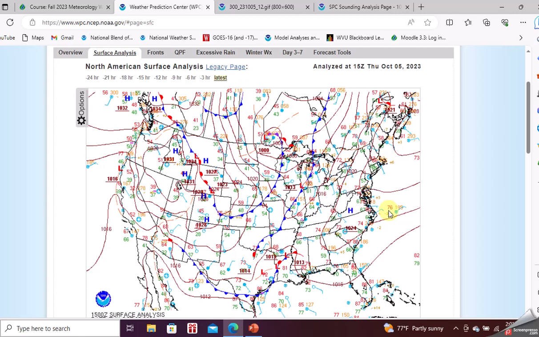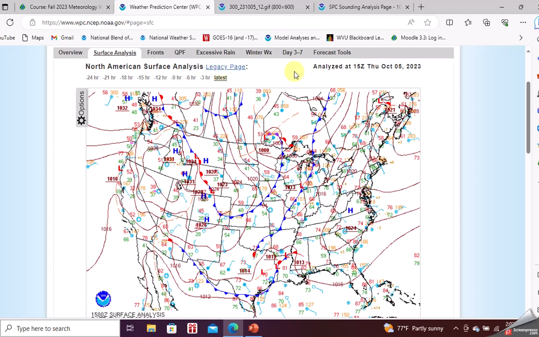If I was to show you a map back when Ophelia came through my house, you would have had this high pressure up here and Ophelia right here. And the pressure gradient was much, much stronger. And that's why I had 50, 55, even 60 mile an hour winds around the area. So that's the surface map.